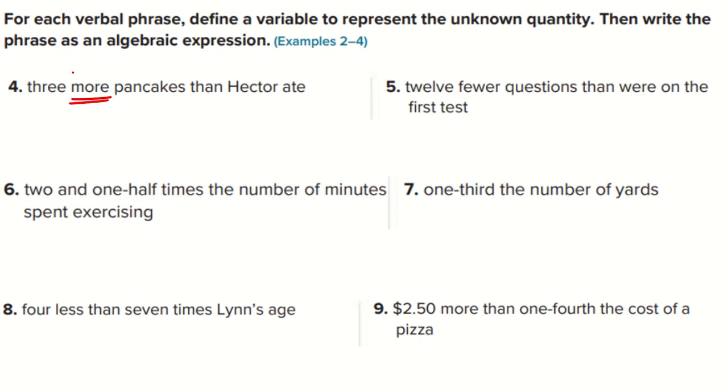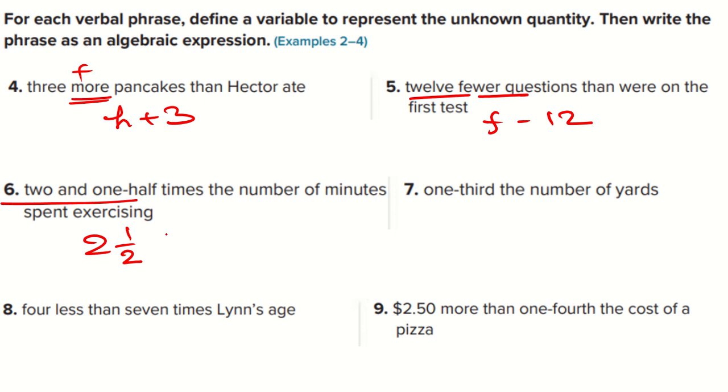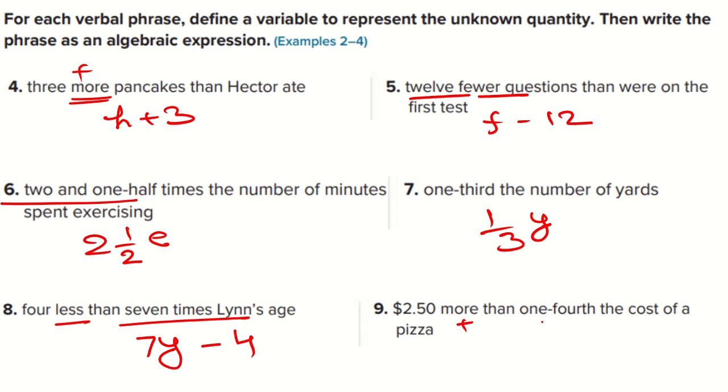More than means plus. So 3 more than H is H plus 3. 12 fewer means minus. So F minus 12. 2 and a 1 half means 2 and a 1 half, times means multiply. Exercise means E, the letter I am taking. 1/3 of the number of yards. 4 less than 7 times Lin's age. Okay. Then 2.5 more than 1/4 cost, plus 2.50 more. Okay.